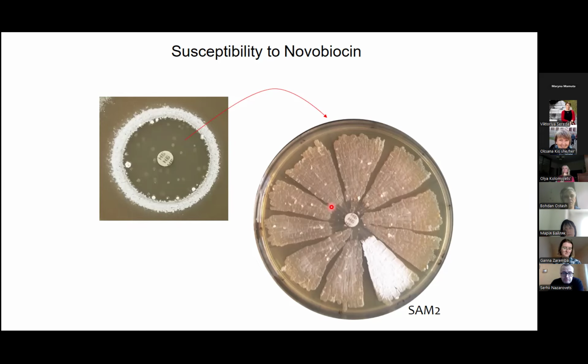We need to discover novel molecules. We need to discover novel drugs to prevent the spread of antimicrobial resistance, to treat the infections. But we also need to understand the mechanism of antimicrobial resistance. When we understand them, we can prevent them. And it looks like we still have much to learn about how bacteria become resistant.